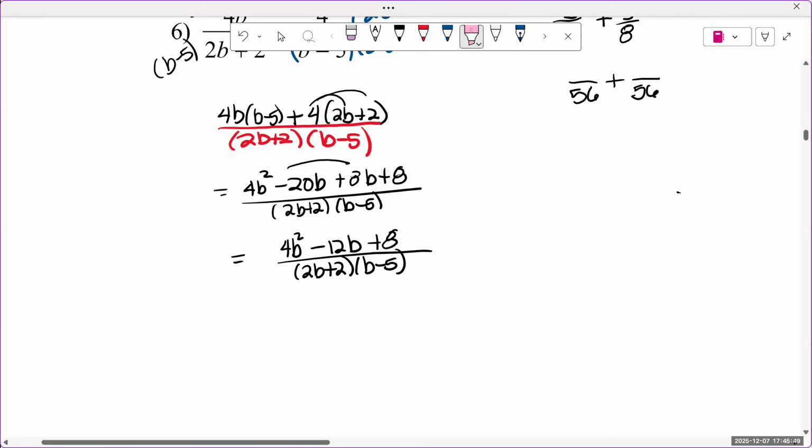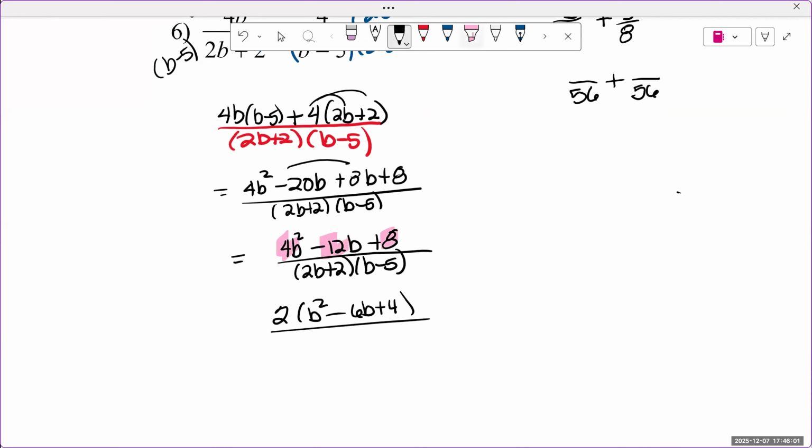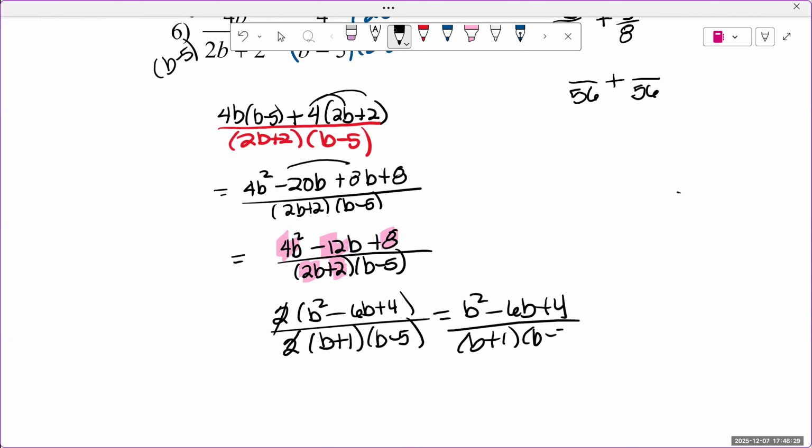Now I notice that 4, 12, and 8, I could factor a 2 out of there. And 2b and 2, I could factor a 2 out of there. Cancel the 2, and I have b squared minus 6b plus 4 over b plus 1, b minus 5.